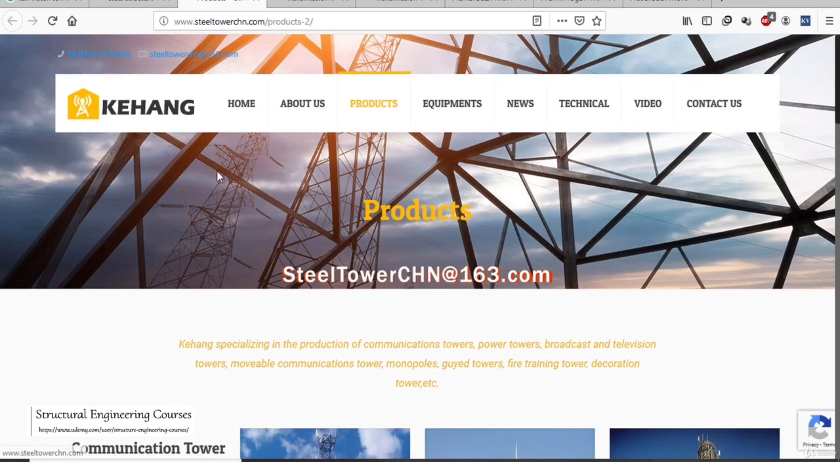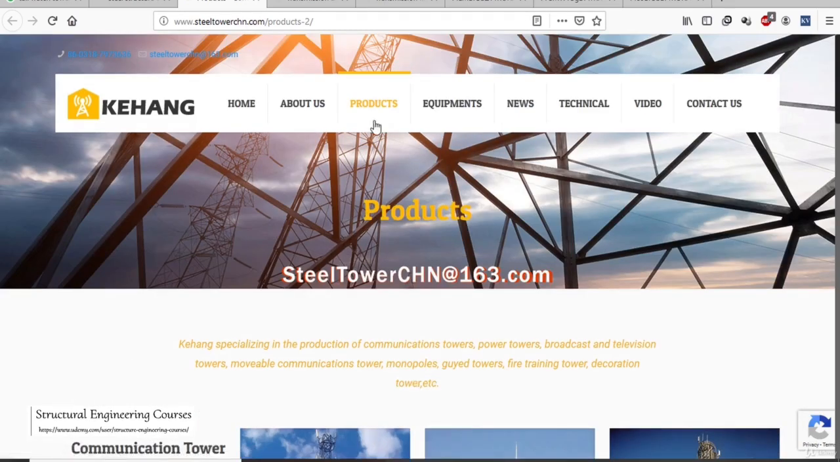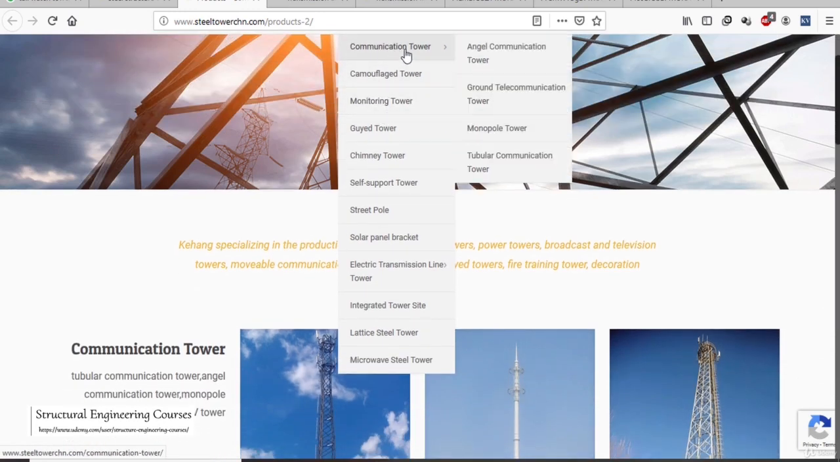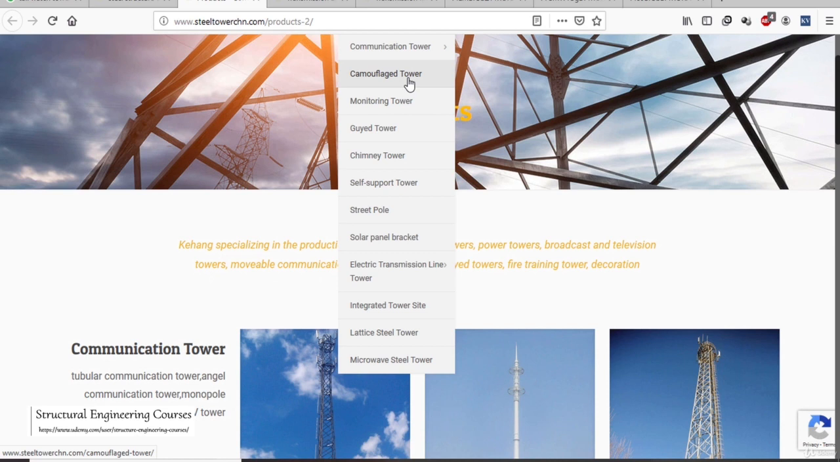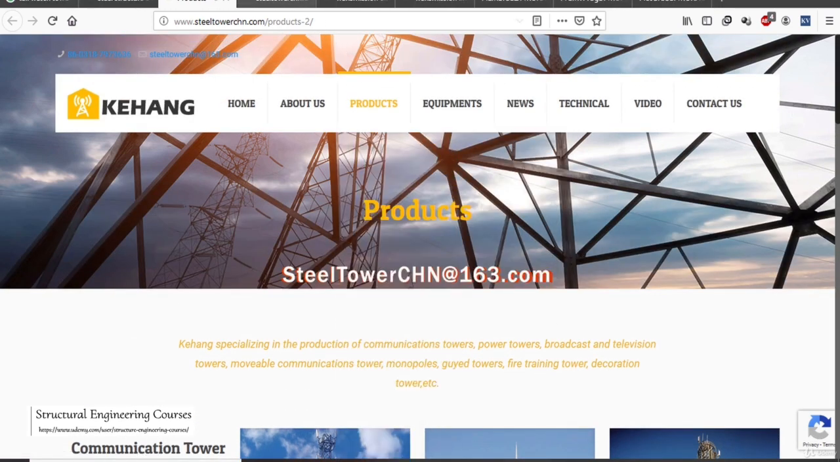So there's this website called steeltowerchn.com. It is basically a Chinese website. Here they have explained various types of towers. That is, number one is the communication tower, and then the camouflage tower, monitoring tower, guide tower, chimney tower, cell support tower, street pole, solar panel bracket, electric transmission line tower, integrated tower site, lattice steel tower, and microwave steel tower. So first of all, we shall start with the communication tower.